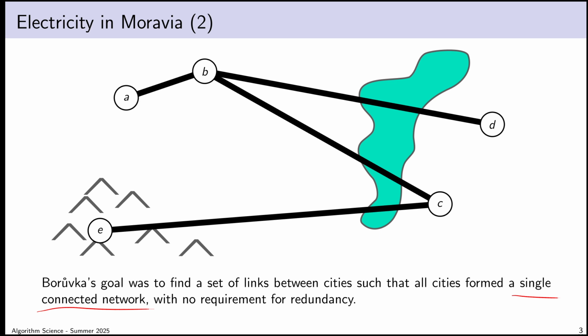So we can take a look at this, even at the second slide, even the most basic description of what Borůvka was looking for sort of rings a bell as far as graph theoretic properties are concerned. I want a set of links between cities.